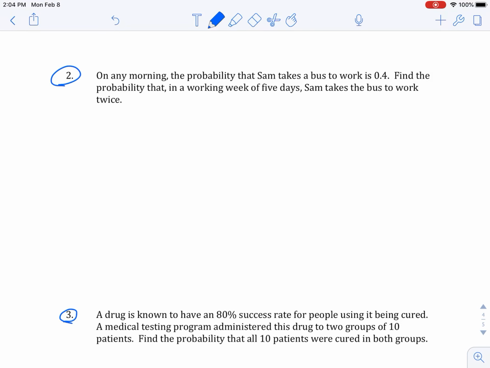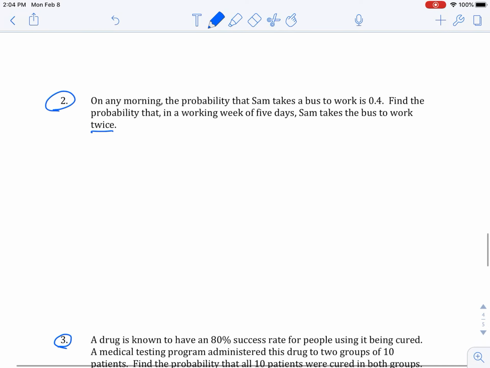Number 2 says, on any morning, the probability that Sam takes a bus to work is 0.4. Find the probability that in a working week of 5 days, Sam takes the bus to work twice. So we have this working week of 5 days, Monday, Tuesday, Wednesday, Thursday, Friday, and we want to know the probability that he takes the bus to work 2 times. So it can be any 2. It could be first and second, first and third, first and fifth, and so forth.